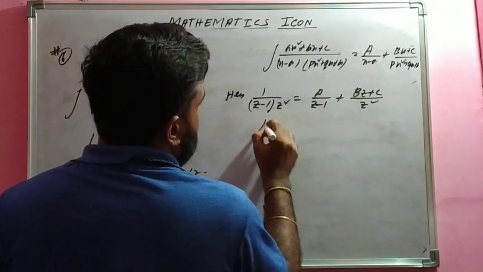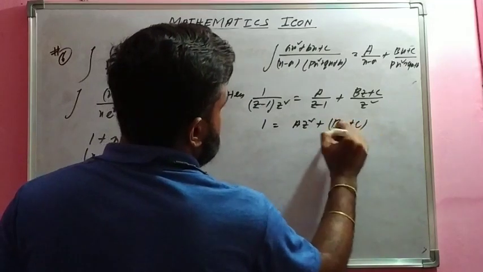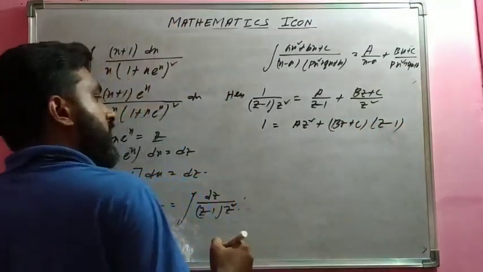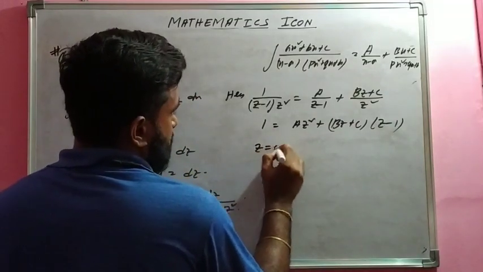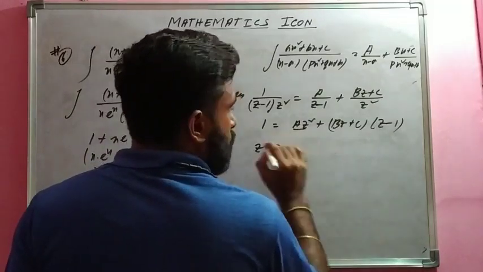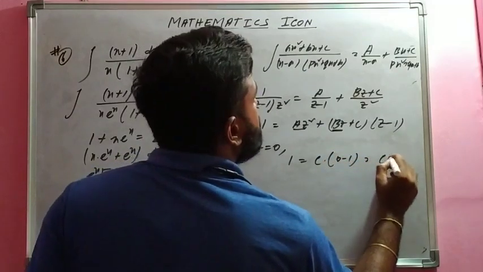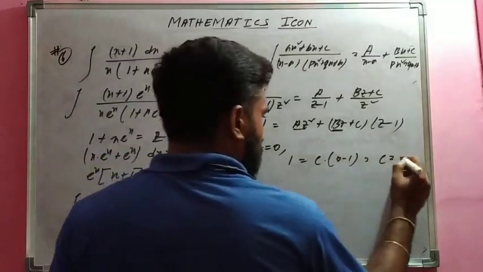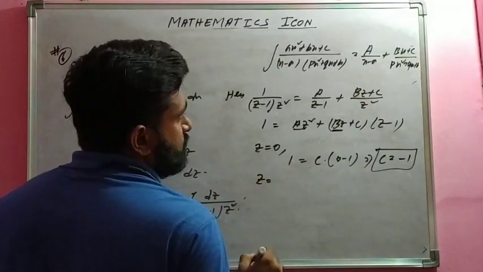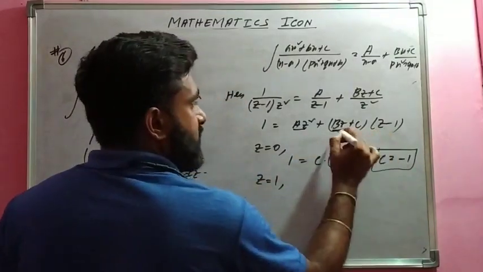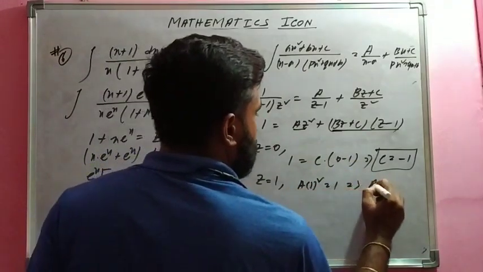एलसीएम लेंगे तो यहां पर 1 इक्वल्स टू a z स्क्वायर प्लस b z प्लस c इंटू z माइनस 1. ठीक है, तो यहां पर पहले z का वैल्यू 0 चूज कर लेते हैं. 1 इक्वल्स टू, ये टर्म 0 हो जाएगा, तो c इंटू 0 माइनस 1, दैट इज c इक्वल्स टू माइनस 1. ये आ गया c का वैल्यू. अब z इक्वल्स टू 1 पुट कर देते हैं. 1 पुट करने से ये पूरा एक्सप्रेशन 0 हो जाएगा. दैट मीन्स a इंटू 1 स्क्वायर इक्वल्स टू 1, दैट इज a इक्वल्स टू 1.